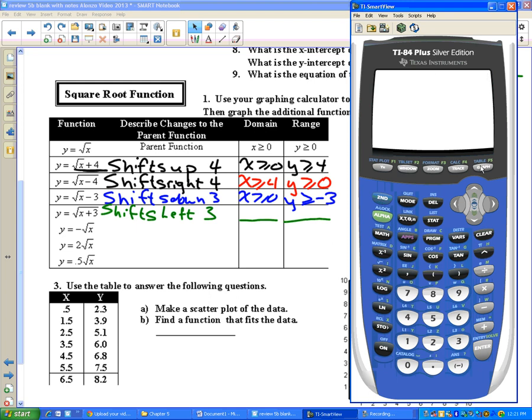So I hit second graph to go to table. So I need to arrow up to where I see error in y2. Again, y1 is my parent function, so I don't want to do anything with that. Right below error, x is greater than or equal to -3. Y is greater than or equal to 0.